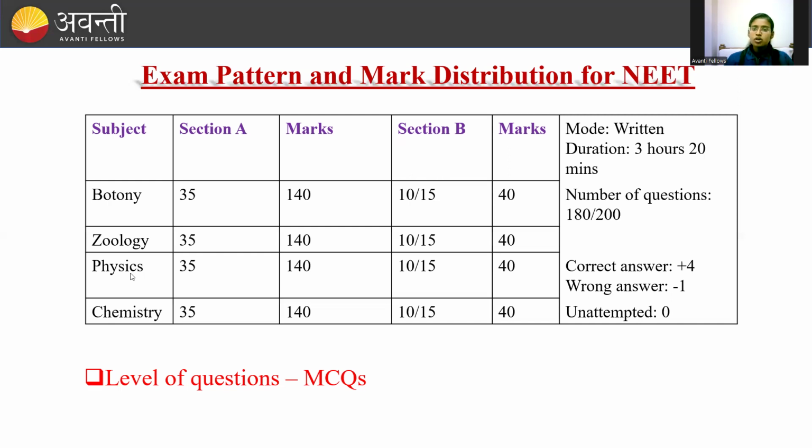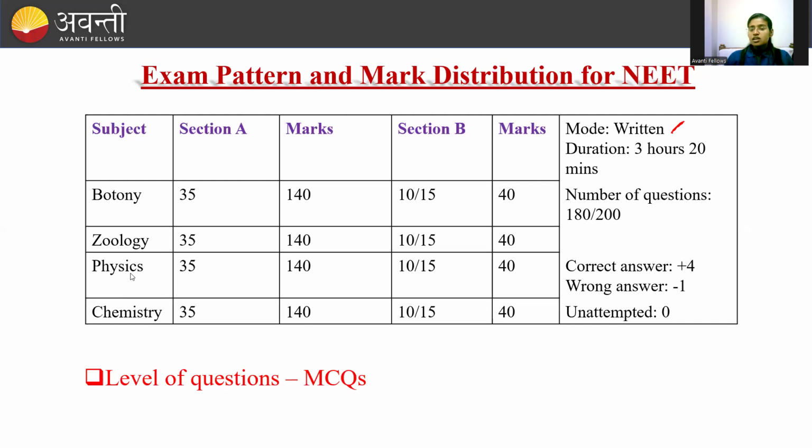Here the mode of examination is a written examination. The duration will be 3 hours 20 minutes, which means 200 minutes. So you are given only 1 minute for solving each question. It is not the case actually. You can minimize the time in biology because you can answer within 15 seconds or 30 seconds even in biology, and you can give the rest of the time to solving physics and chemistry also.